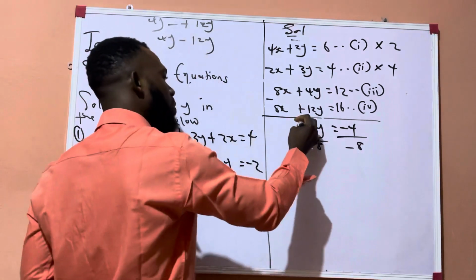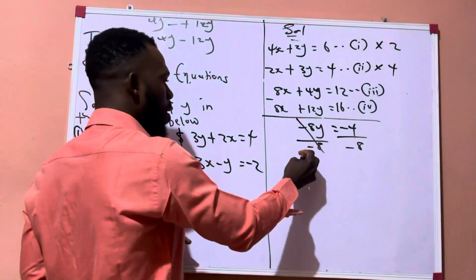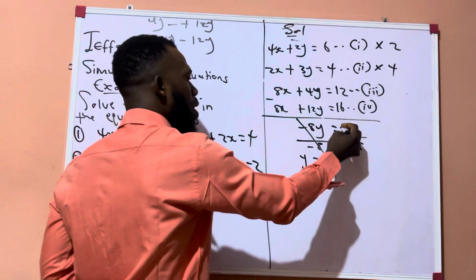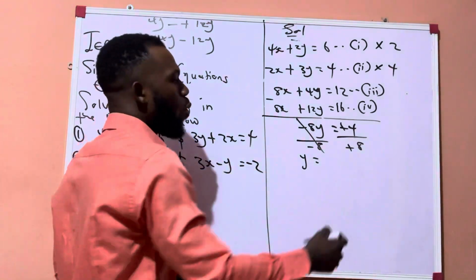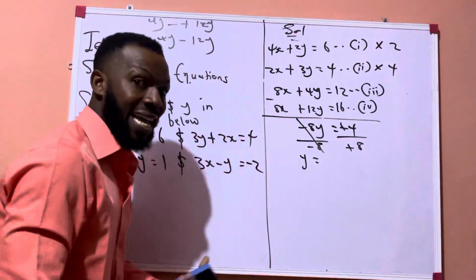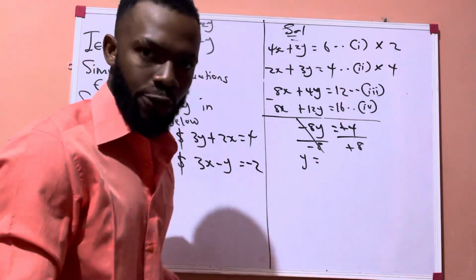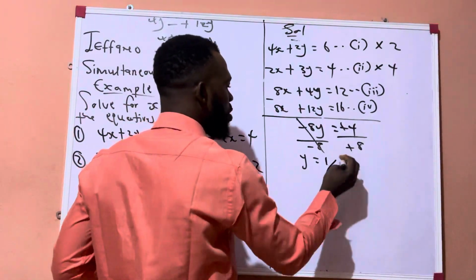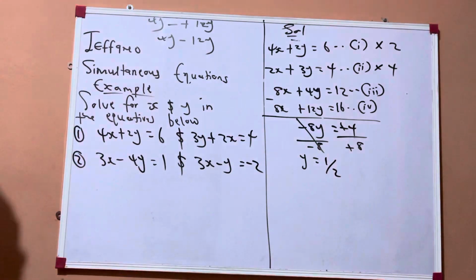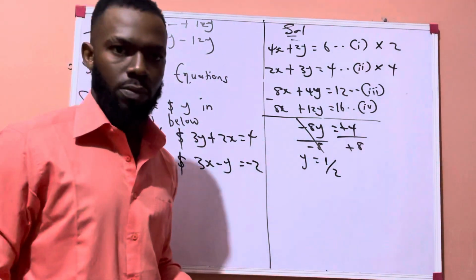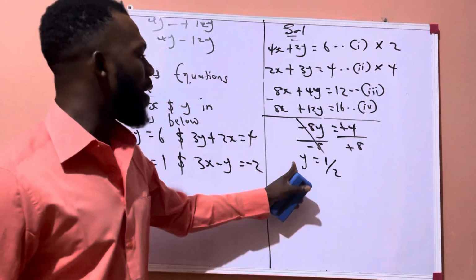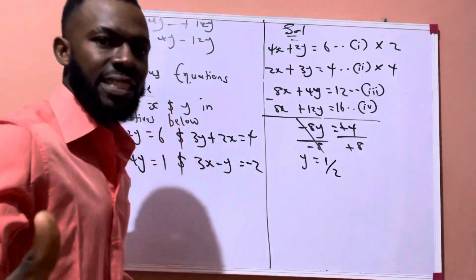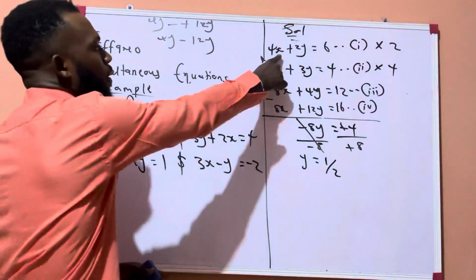Class, when I divide both sides by minus 8, what do I have here? y is equal to, first, when minus cancels out minus, what can divide 4 and 8? The highest number that can divide 4 and 8 is 4. Now when 4 cancels 4, 1. When 4 cancels 8, 2. So it means the value of y is 1 over 2. Okay, now that the value of y is 1 over 2, what is the next thing we are looking for now? The value of x.